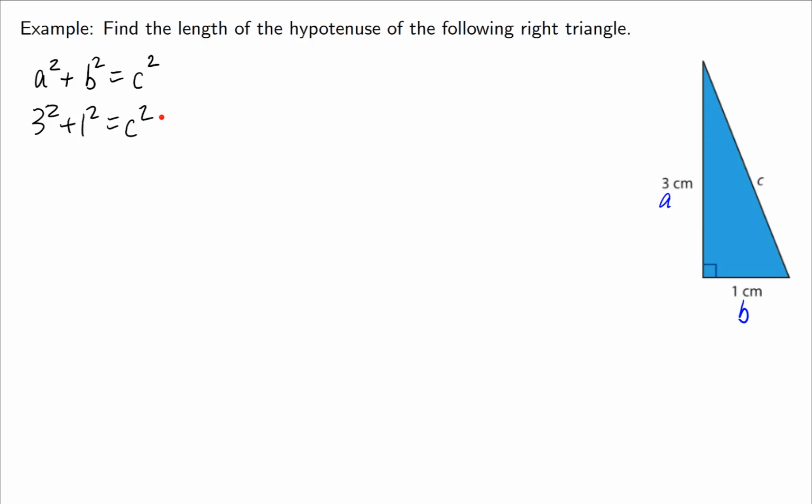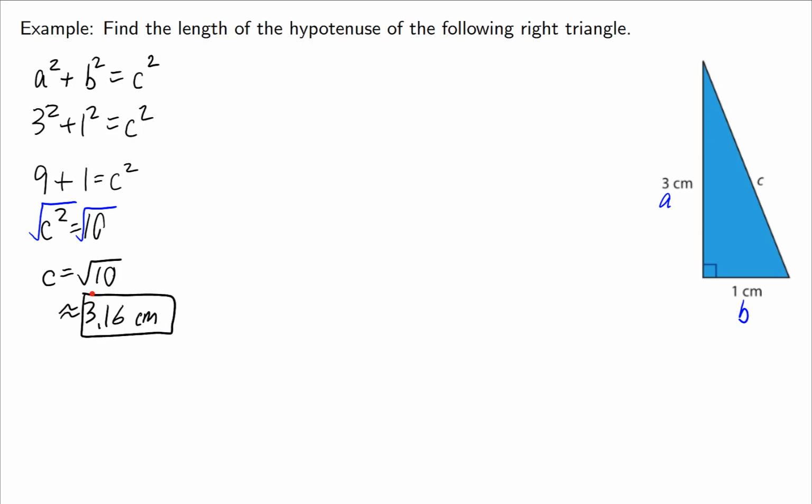Then we just need a little basic algebra here. 9 plus 1 is equal to C squared. I'm going to flip this around and say C squared is equal to 10. And to get C by itself, we'll take the square root of both sides. This gives us C is equal to the square root of 10, but it would be nice to approximate that. The square root of 10 is approximately 3.16, and then let's put a unit, centimeters.